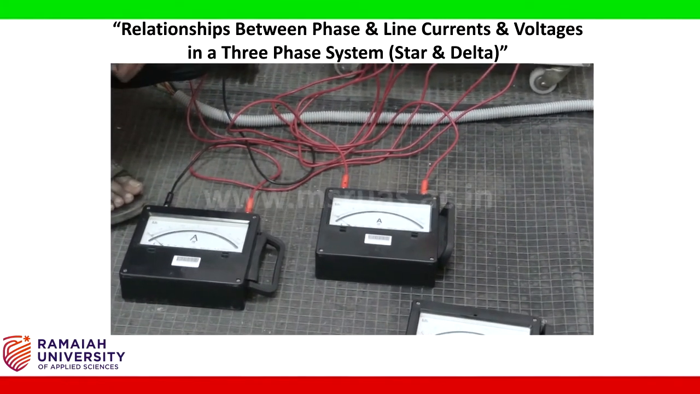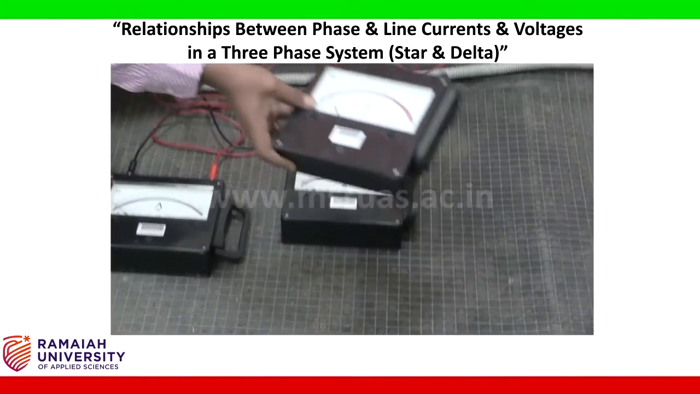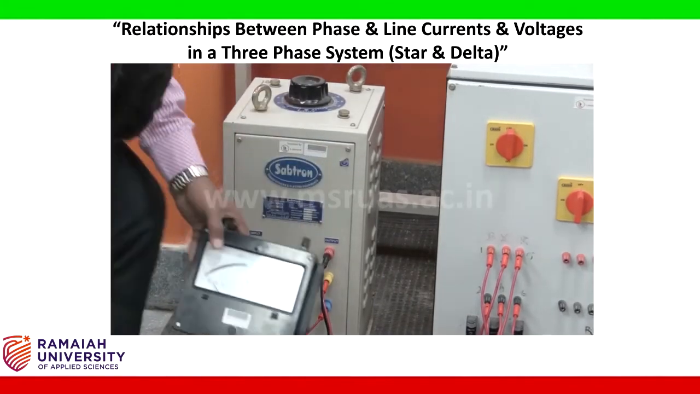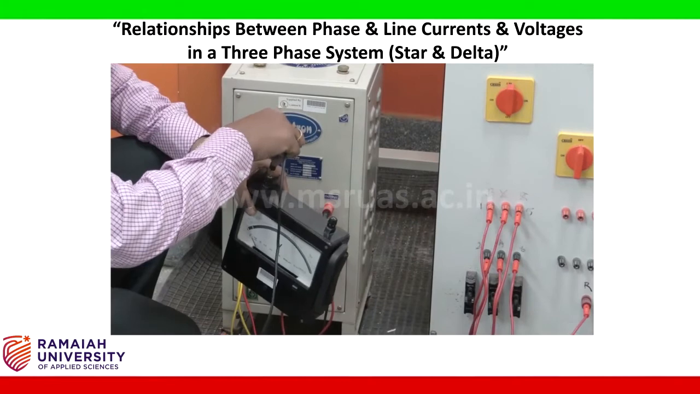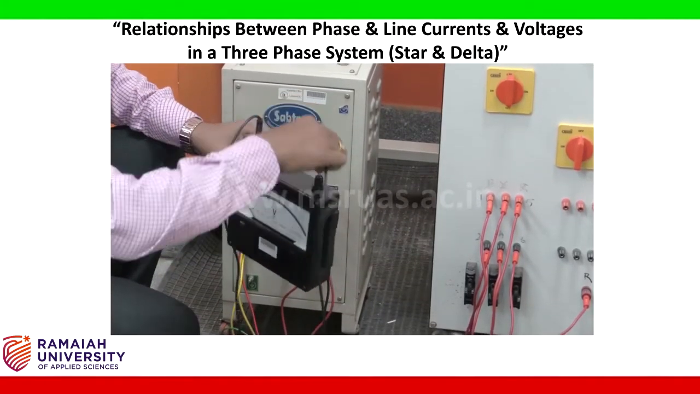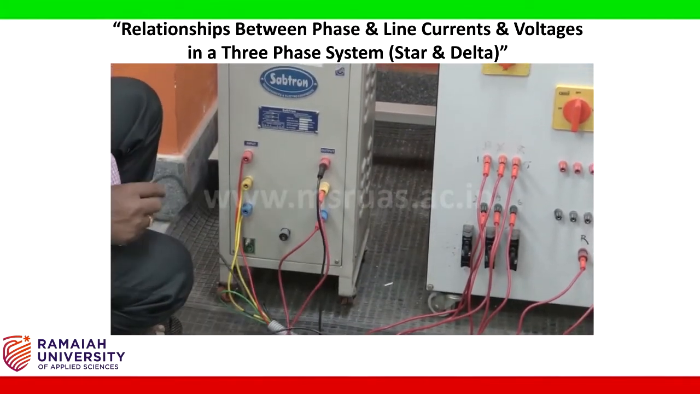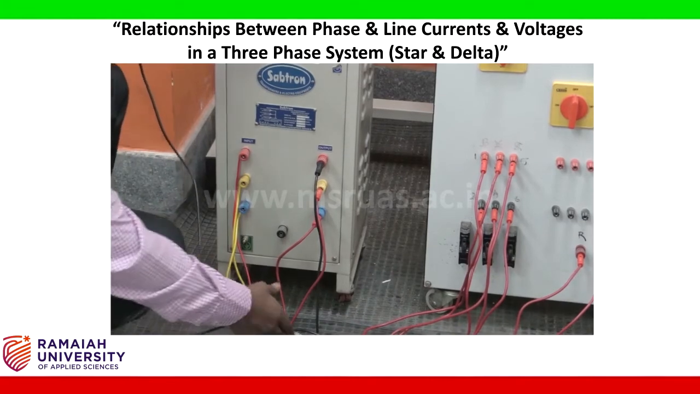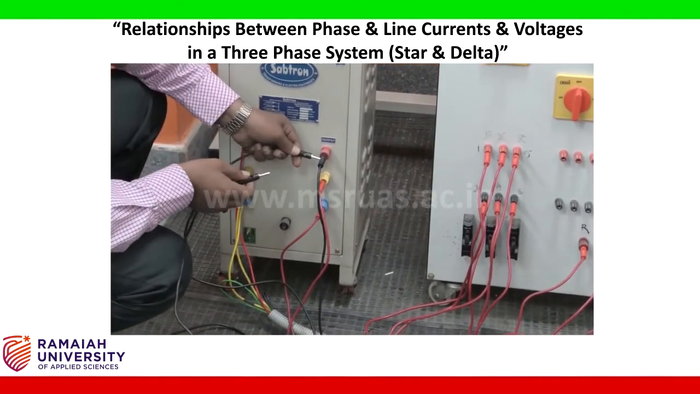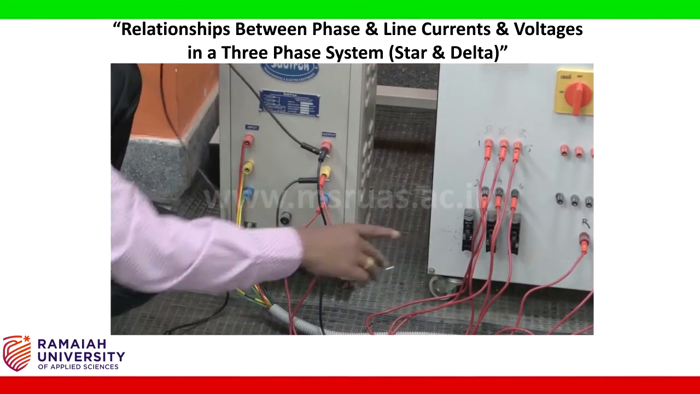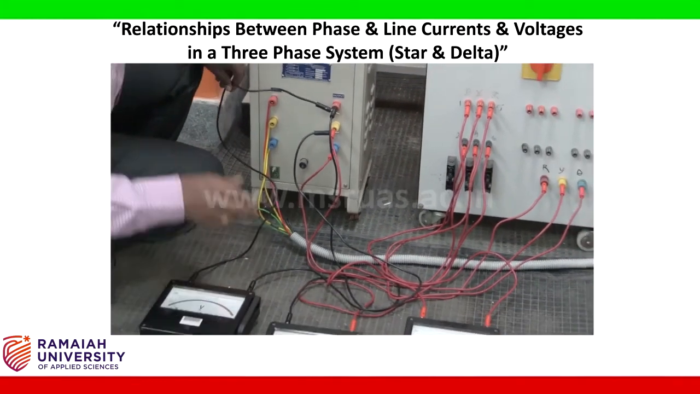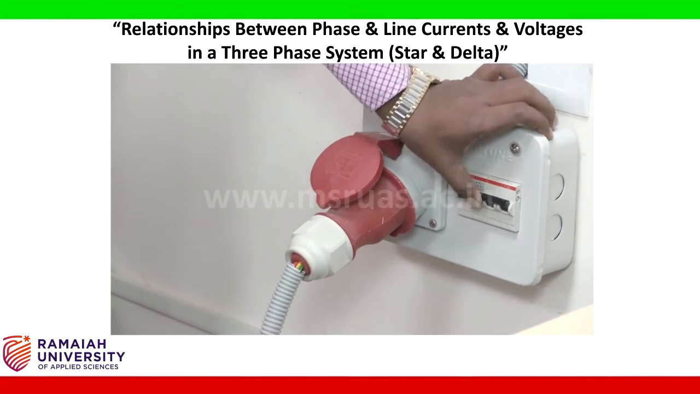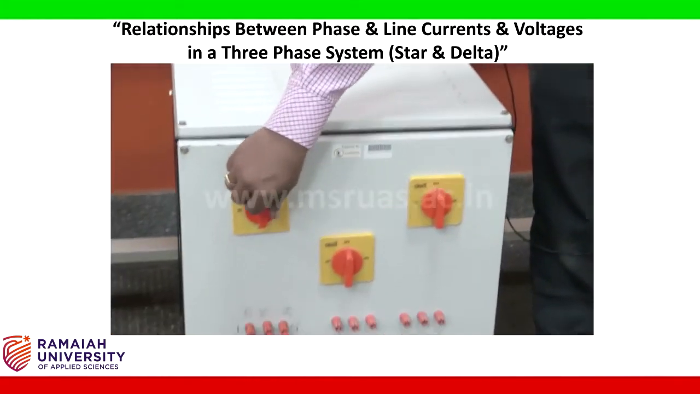Now, let us take the voltmeter to give the required supply voltage. Connect this voltmeter across any two terminals. You can connect this voltmeter across RY, or YB, or BR. Now, I am connecting this voltmeter across R and Y. With this, the connections are finished. Switch on the 3-phase AC supply. Now, switch on the 3-phase load.